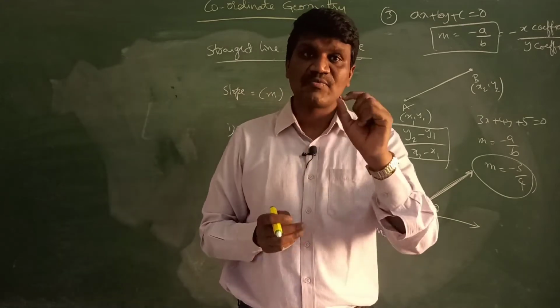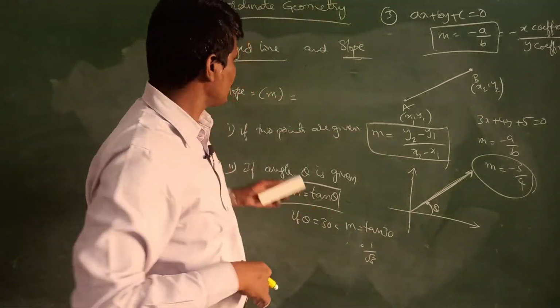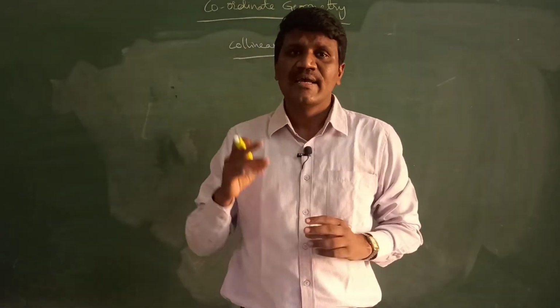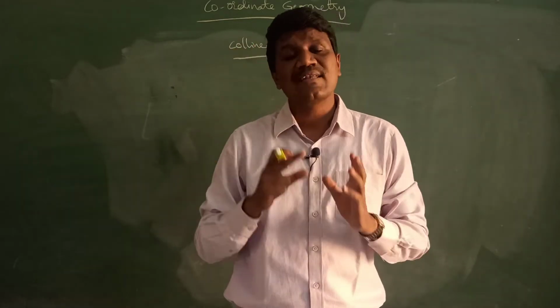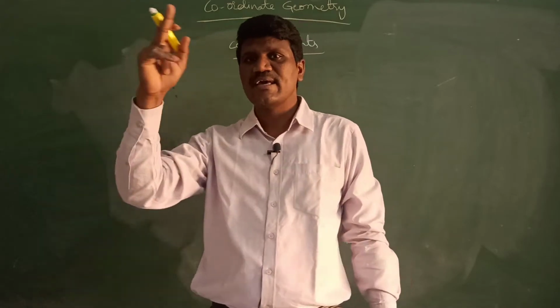Now the last concept we have is collinearity. What is collinear? Let us see now what collinear points are. If two or more points lie on the same line, then the points are called collinear points.